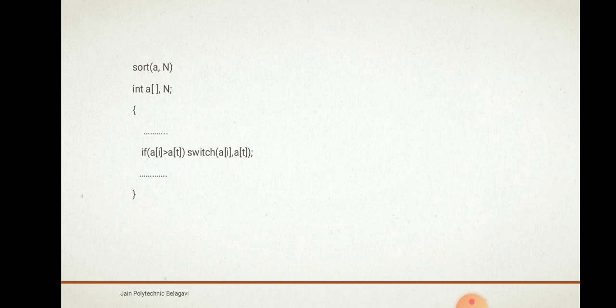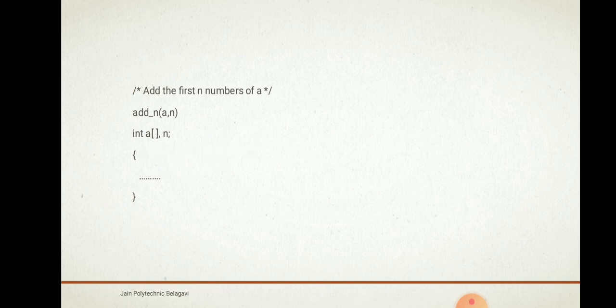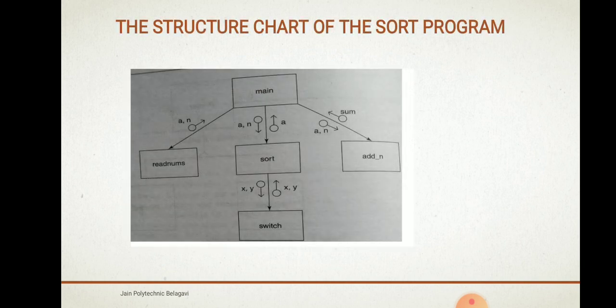So this is the sort function. It will add the first n numbers of A. So the structure chart for the sort program is as shown in the figure. As you can see here, there is a main function, main controller. Okay, so there are, as you can see here, parameters A and N. So A is an array, N is the number of elements.